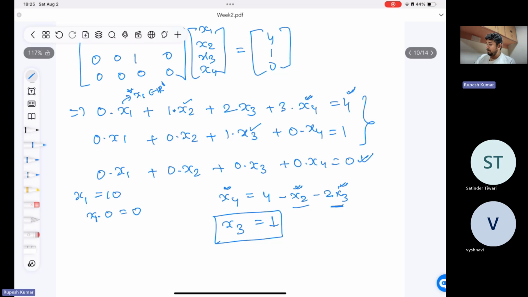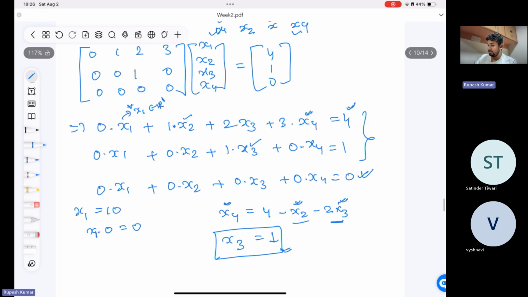Now equation 2 essentially restricts x3 to be 1. So by equation 2 we can say x3 is fixed, x3 is not variable. But x4, if you consider equation 1, is independent. X4 depends on x2 and x3 only. So x2 and x3 determine the value of x4, right? So x4 is also a free variable, right?